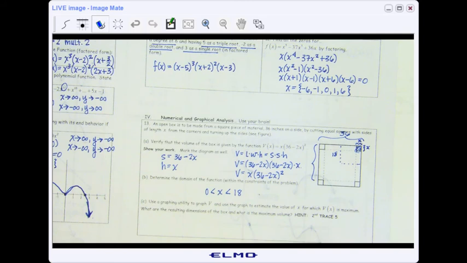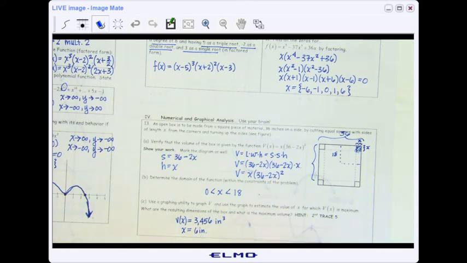And then it says use a graphing utility to graph the volume and use the graph to estimate the value of x for which v of x is a maximum. What are the resulting dimensions of the box and what is the maximum volume? So when you graph this, you're going to find that the volume is equal to 3,456 inches cubed. And this is going to occur at x equals 6 inches.